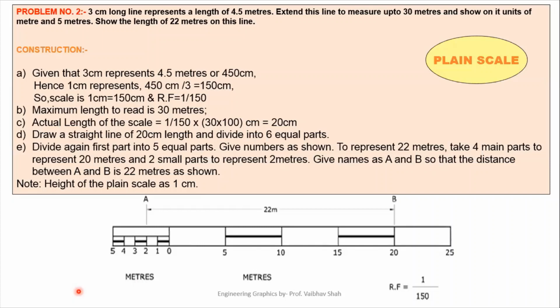So it is a little bit tricky, but always try to understand. We have to show the units of meters and 5 meters. So 5 meters will be using for your primary scale, and meters will be using for your secondary scale. So you have to have the difference of 1 meter on your secondary scale, and you have to have the unit difference of 5 meters on your primary scale. You have to remember that. Like in previous example, it was the same.